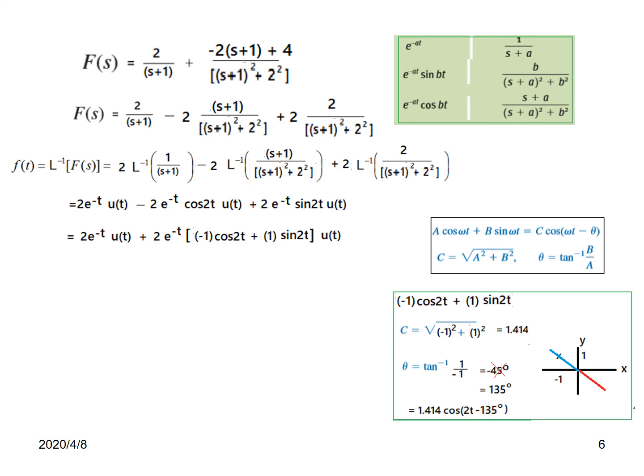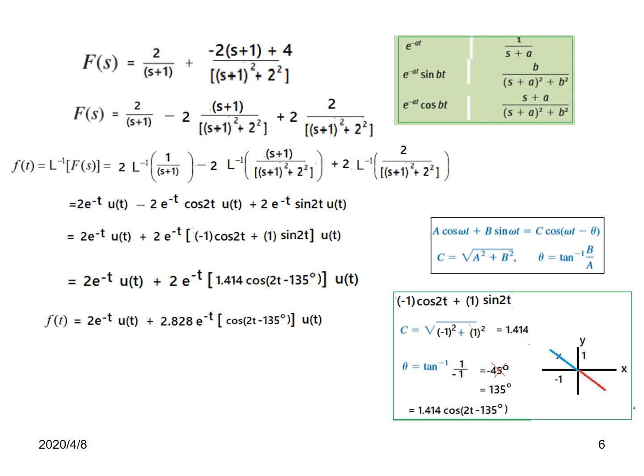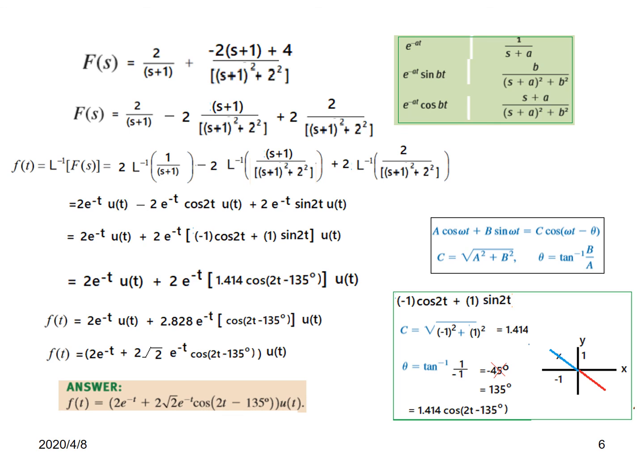Now we carry it here. Okay, so this is the value we have carried from here. And if you want, you can just multiply this, so it will be 2.828 e^(-t). Remaining terms remain the same. And in the book, instead of this, he has written it in the form of a square root, so we'll write that. This can be written as 2 root 2 e^(-t), and u(t) is taken out. So this is the final answer, and the answer given in the book matches what we have found.